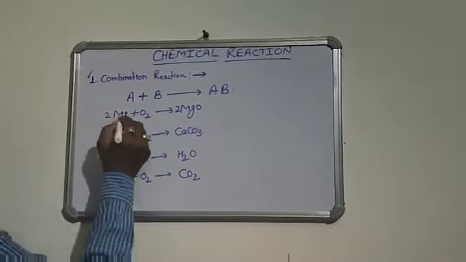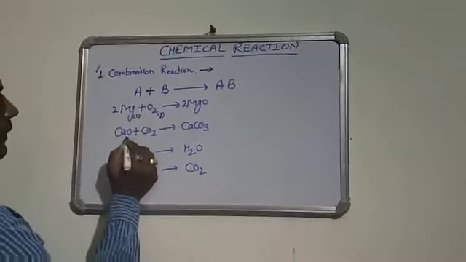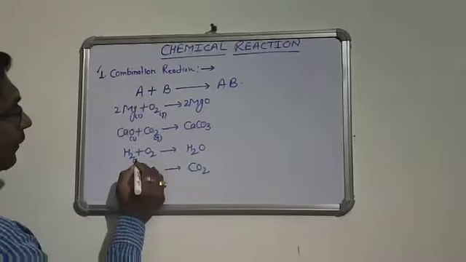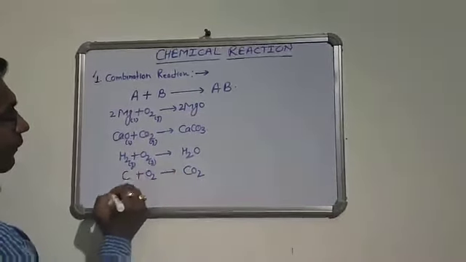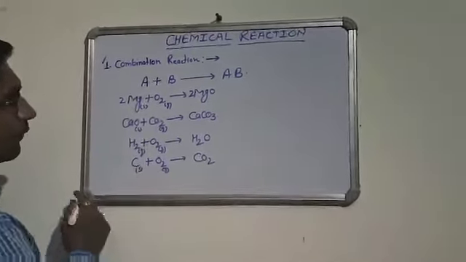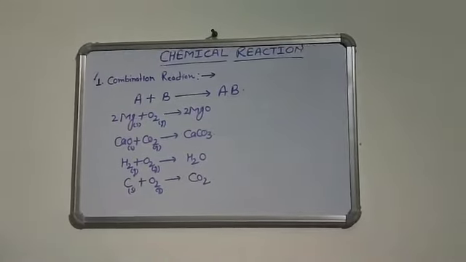In general, magnesium is in solid form, oxygen is in gas form, calcium oxide is in solid form, oxygen is in gas form, hydrogen is gas, oxygen is also gas, carbon is in solid form and oxygen is in gas form. These are the examples of combination reactions.